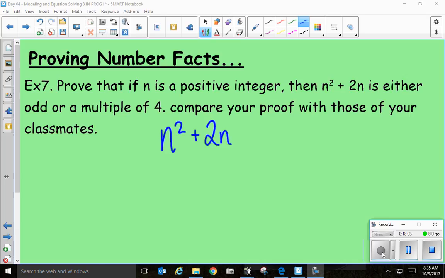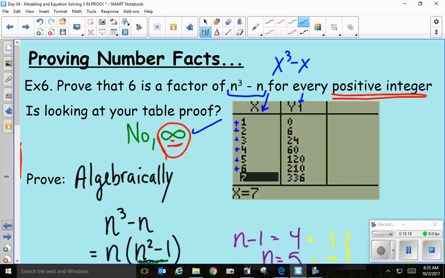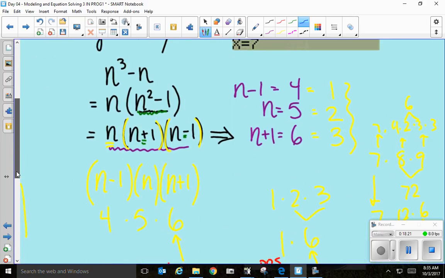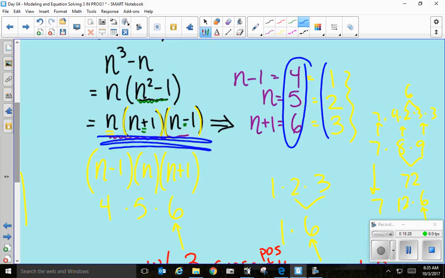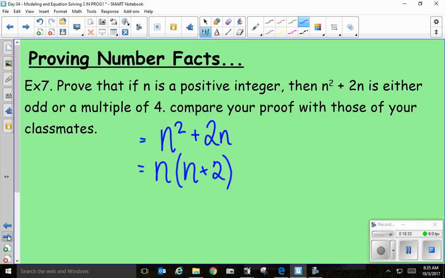All right? So if I factor this, what do I have? I can factor out an n, and I have n plus 2. Can I factor that anymore? No. Just like the last problem, where we came up with n times n plus 1 times n minus 1, and we figured out that was 3 consecutive numbers. Now look what we got: n times n plus 2. That plus looks like a multiplication sign. So what do I have?